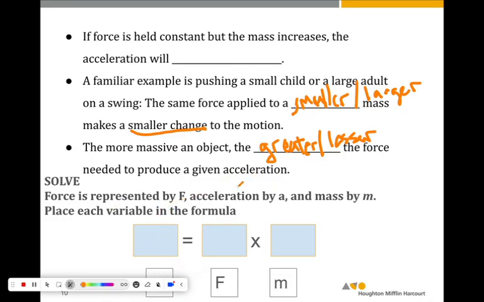So if force is represented by F, acceleration by A, and mass by M, how would we show this inverse relationship? So if force stays constant and I increase acceleration, I would have to decrease the mass.